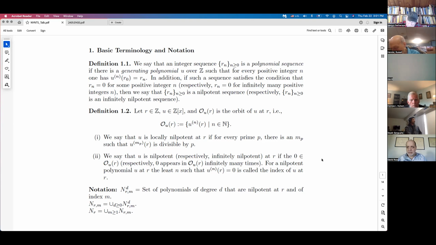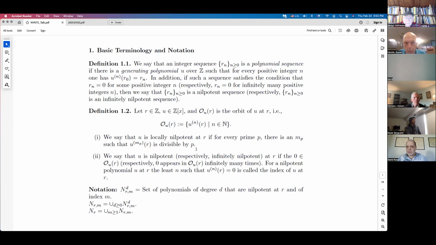If there is some positive integer n for which Rn is exactly equal to 0, then we will say that this polynomial sequence is a nilpotent sequence. And if for infinitely many positive integers n, Rn is equal to 0, we will say that Rn is an infinitely nilpotent sequence. So this is the definition for the sequences.